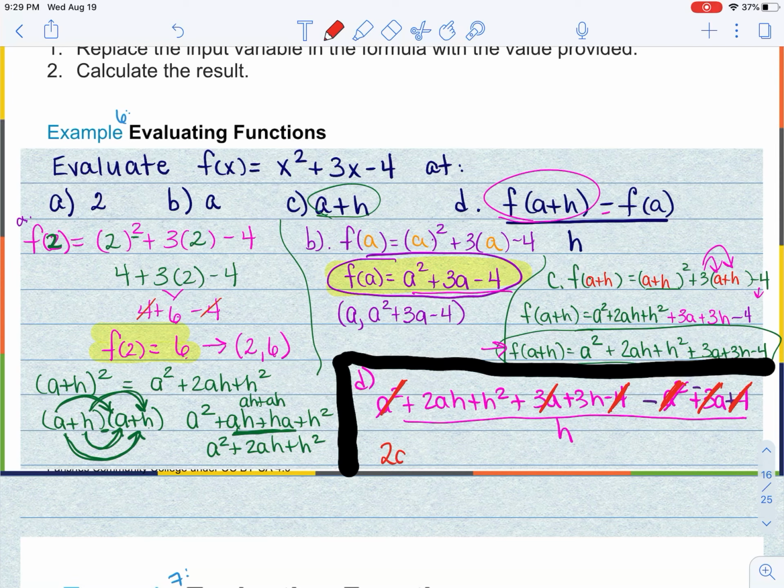So that leaves your 2AH plus H squared plus 3H, all of that over H. And then if you divide H into all three, the H cancels out of all three terms. That leaves 2A plus H plus 3. So there you have it: F of A plus H minus F of A, over the whole thing over H. All right, so let's move on.